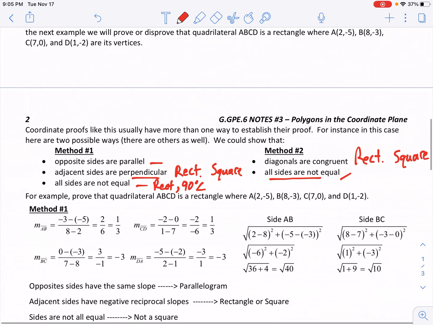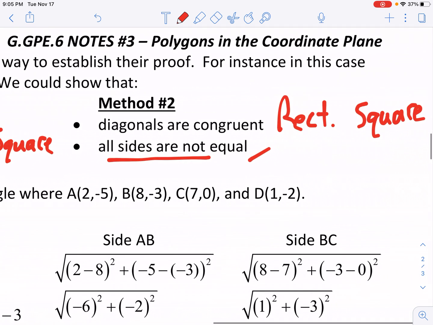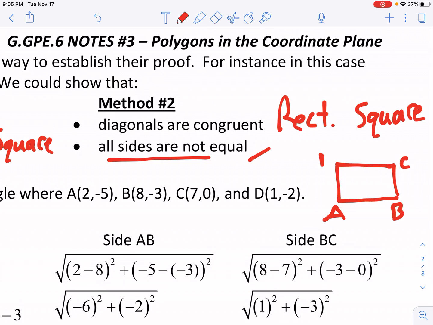So it says, for instance, what if we have ABCD is a rectangle? So if we have a rectangle here, let's just kind of draw one out. Let's say this is A, to kind of visualize this, B, C, and D. So that's what they're giving us here, these points.